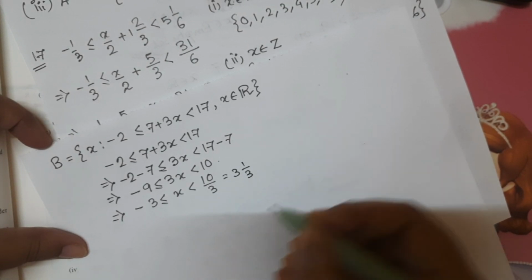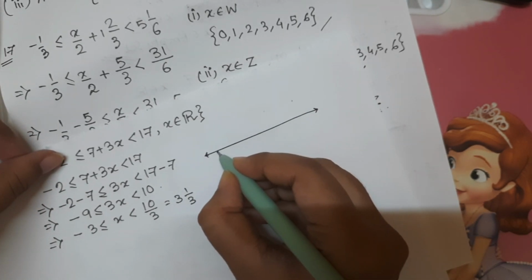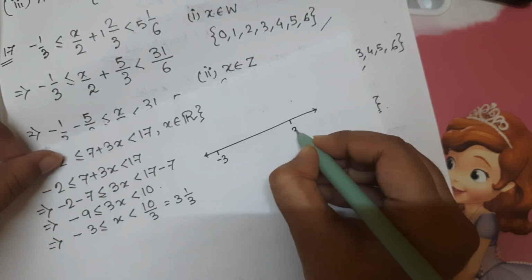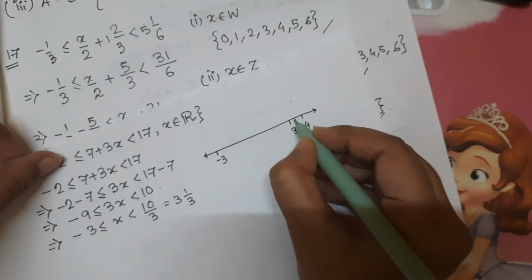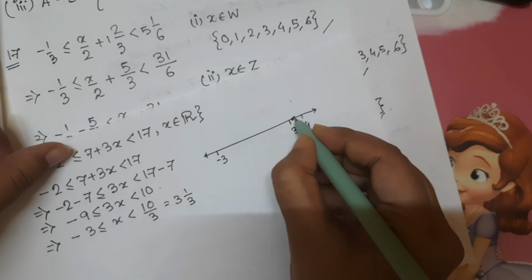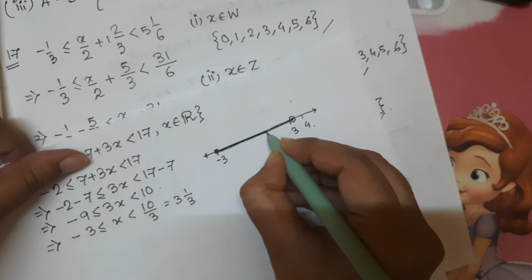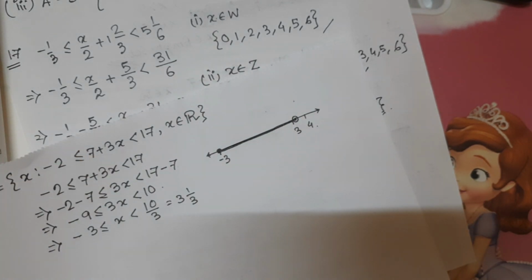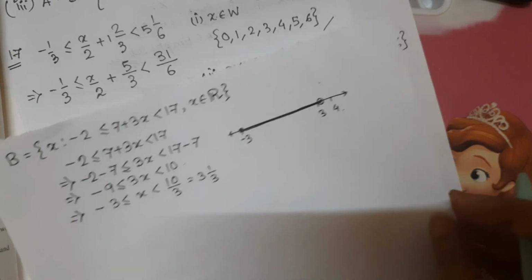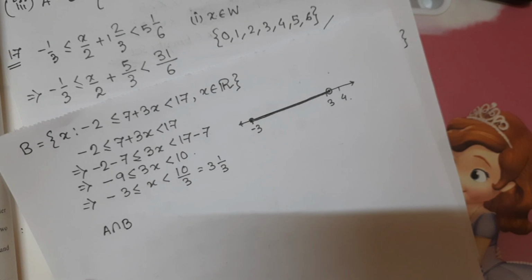3 and a 1 by 3. Now if you draw, suppose this is minus 3, this is 3 and this is 4, okay. So there will be this point 3 and a 1 by 3, and there will be a hollow circle, and this will be our region. Okay, now they asked you to find out A intersection B.